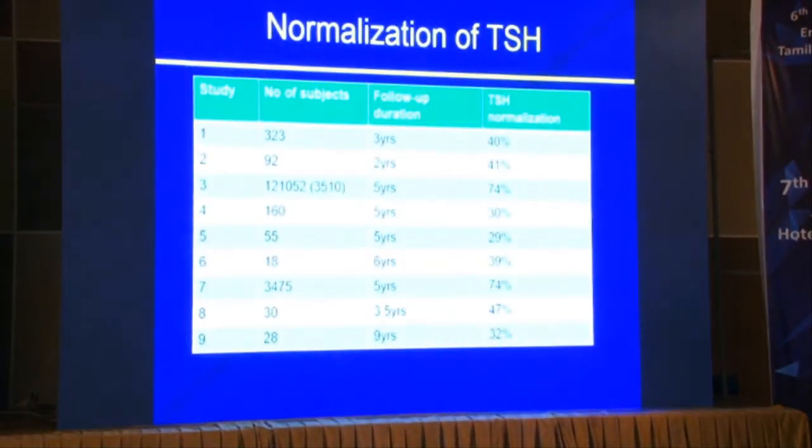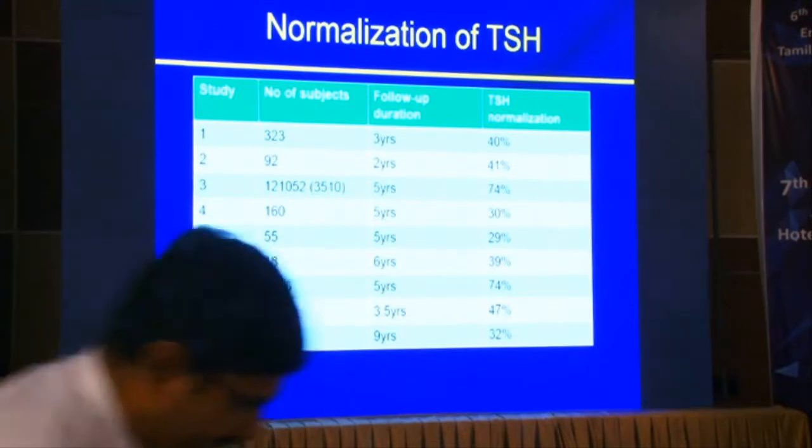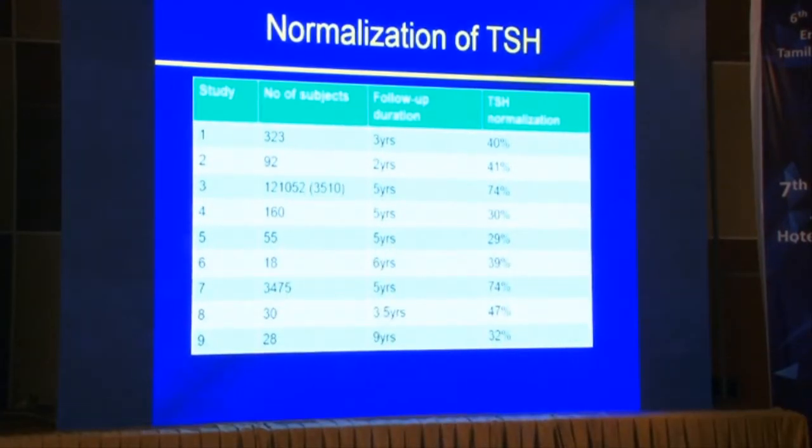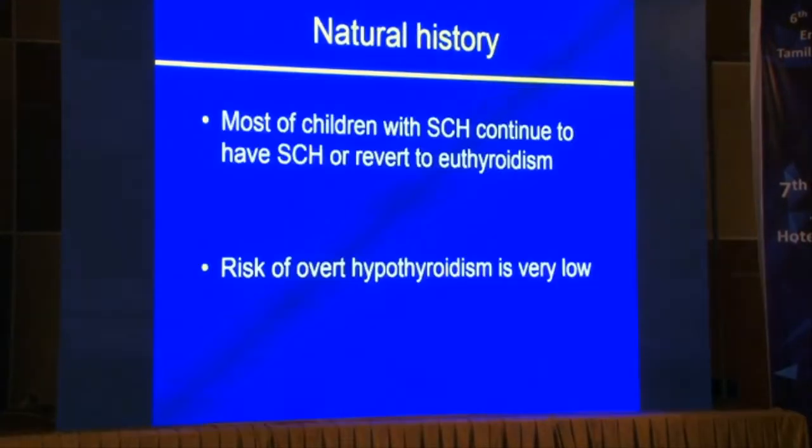So in the rest of the patients, the TSH remains mildly elevated. So the most common outcomes are either the subclinical hypothyroidism continues to remain subclinical hypothyroidism, or they revert back to normal in at least 1/3 of the patients, and the risk of overt hypothyroidism is very low as far as the data is showing.